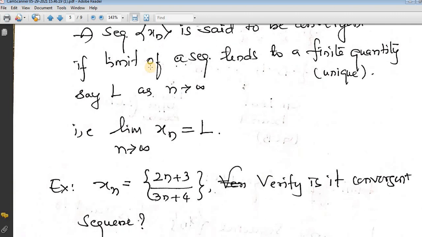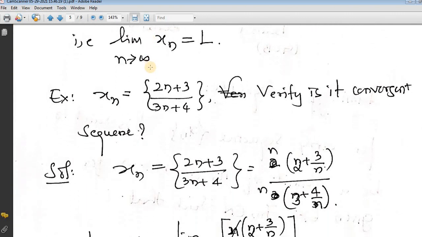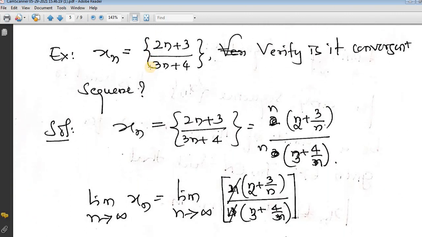Let me take one example for that. Okay, this is an example for that. See, xn equals (2n plus 3) divided by (3n plus 4), this is a fractional sequence.